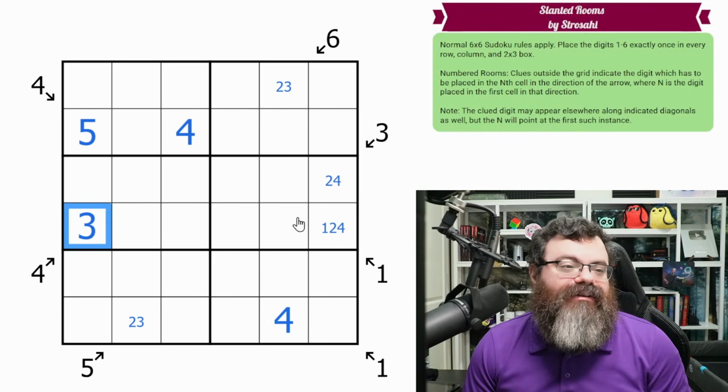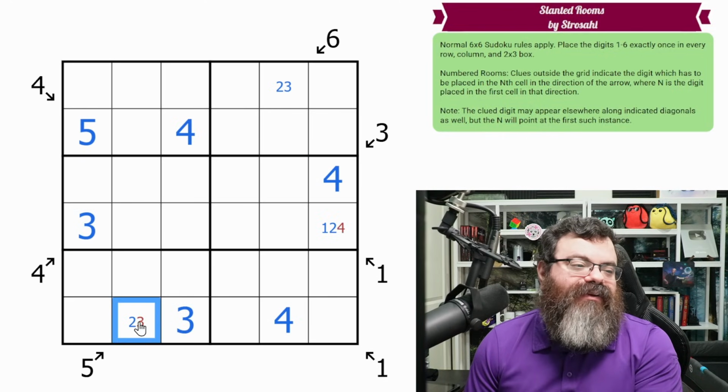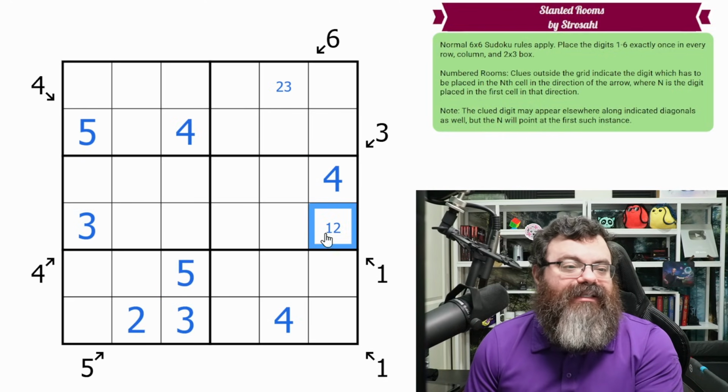Oh, 3 can't be here. There's a 3 in the row. So this is a 4. That puts a 3 here. This is a 2, which puts a 5 there. This is not a 4. So 1 is in one of these two. 6 is one of these two.